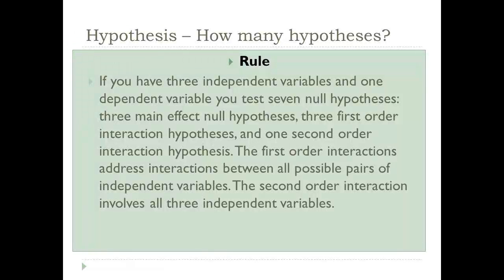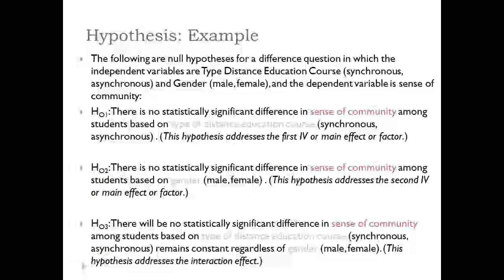Let's look at what happens if we have more than two independent variables. Let's say, for example, you have three independent variables. If you have three independent variables and one dependent variable, you're going to need 7 null hypotheses and 7 research hypotheses. Because you have 3 independent variables, you're going to pose 3 main effect null hypotheses and 3 research hypotheses. So think for a moment, let's say you had type of distance education course, gender, and ethnicity. You would state a hypothesis for each of those.